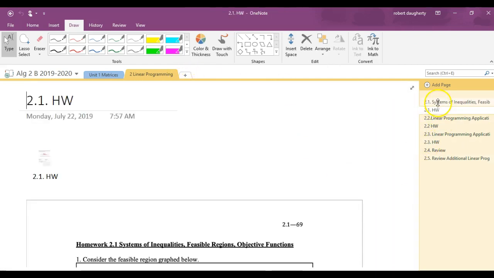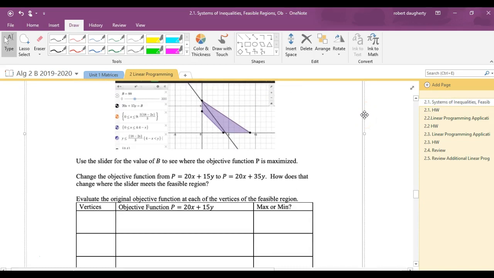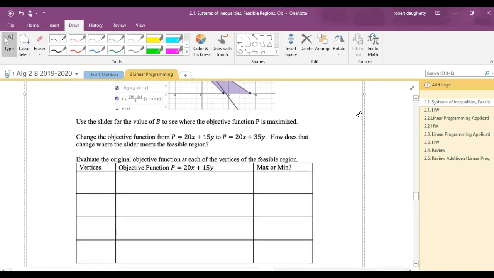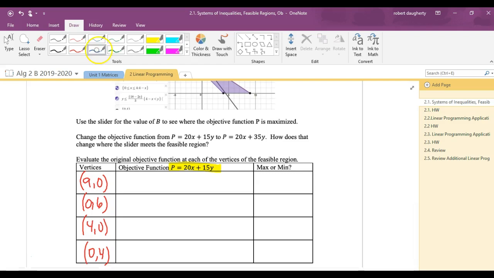So let's get back to where we were. So we're going to test this. The vertices that we just found in that region, help me, what were they? Was it 9, 0? 0, 6, and then 4, 0, and 0, 4. Okay. So here's the function. This is my objective function that I'm trying to maximize, okay? So all you need to do here is evaluate this function at this point.